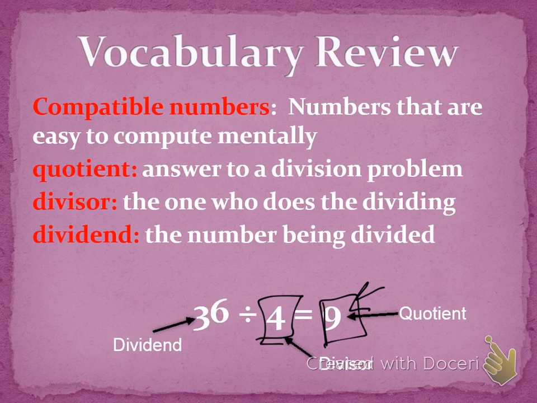So my divisor in this problem down here would be the 4. The dividend is the number being divided. So it's the total that I'm trying to split up. So I have 36 divided by 4. So 36 would be my dividend.